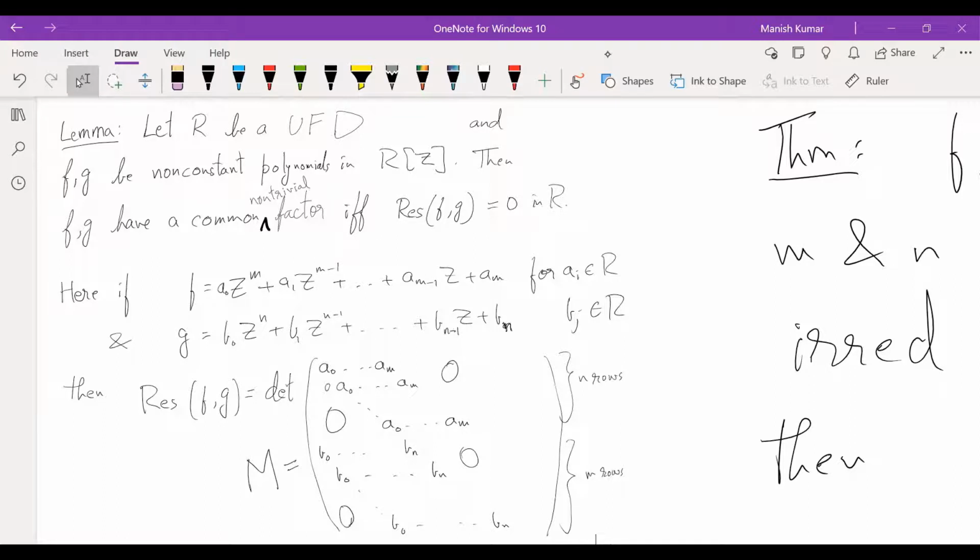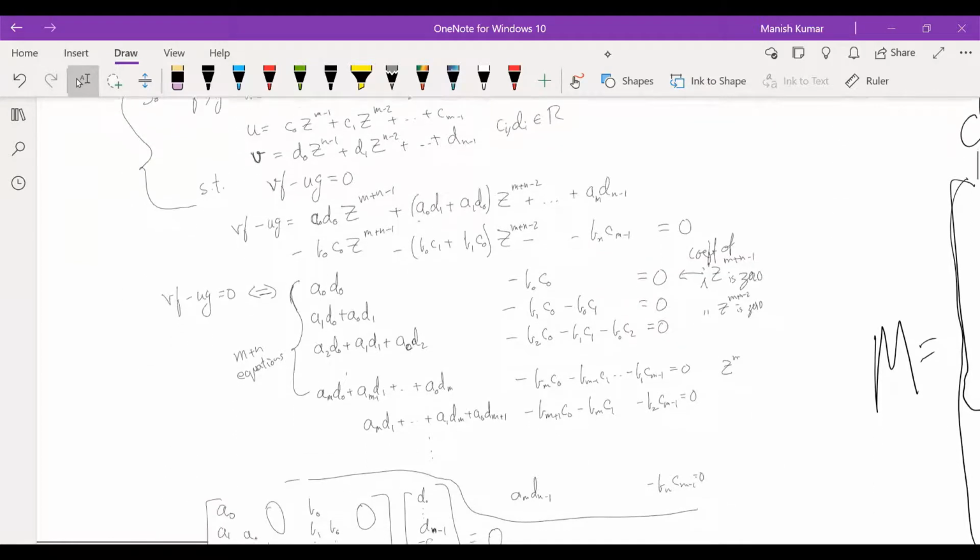So that will recover the fact that if it has a common 0, then the resultant has to be 0. Okay. A common 0 in the algebraic closure of the fraction field of R.